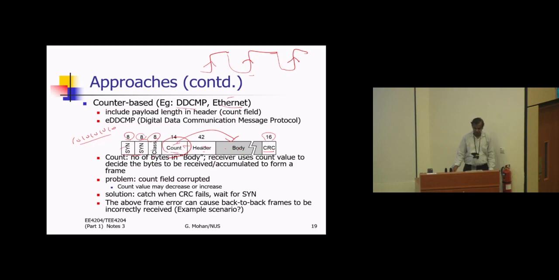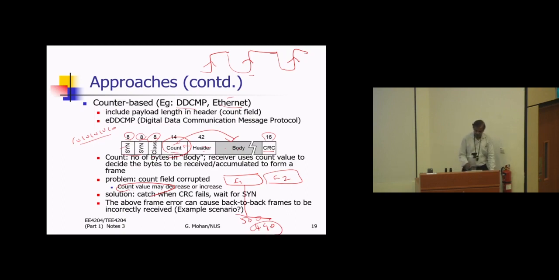Then what is the issue here? There is some issue. What happens if the count value is corrupted? Let us say we are sending frames. This is frame 1, this is frame 2. Let us say the count value is 500, but when it is received it becomes 490. Let us say during propagation the count value has changed, some bits are corrupted. So, the receiver will think that there are only 490 bytes in the frame.